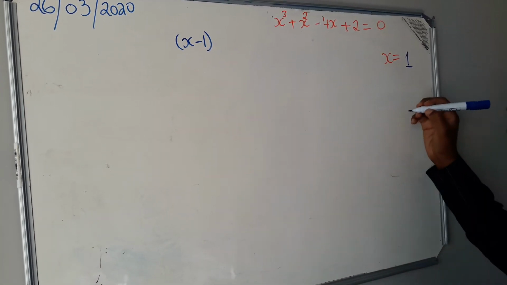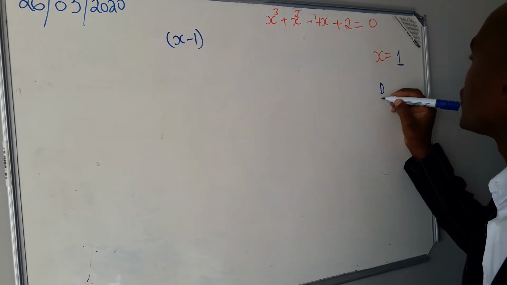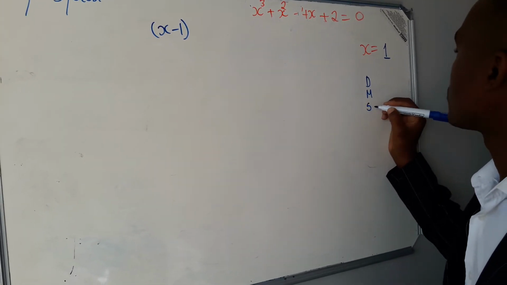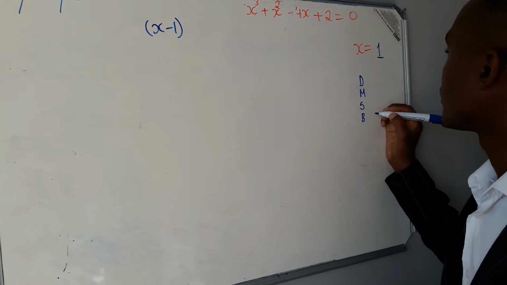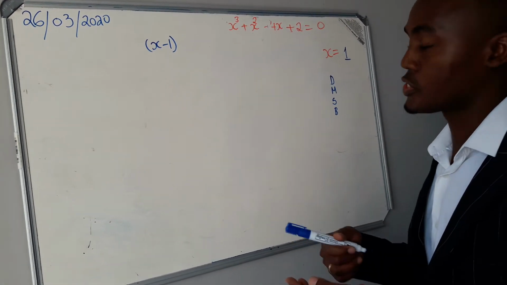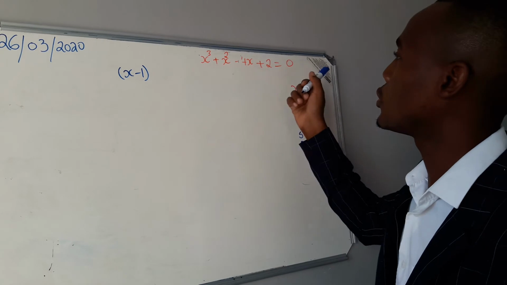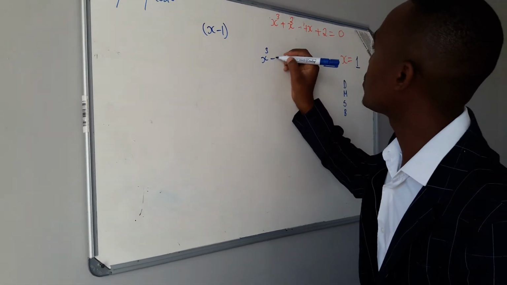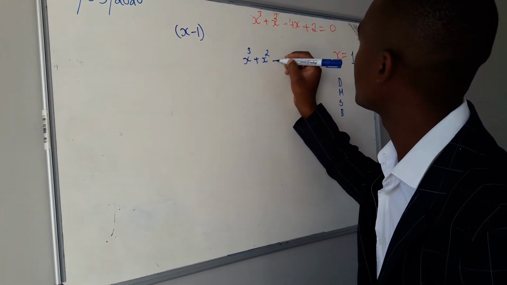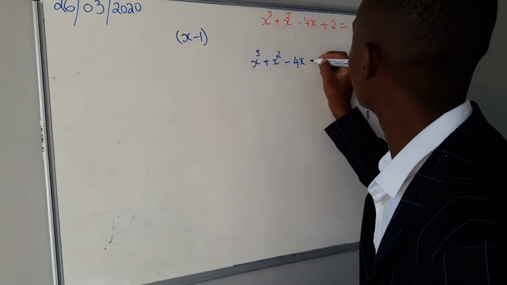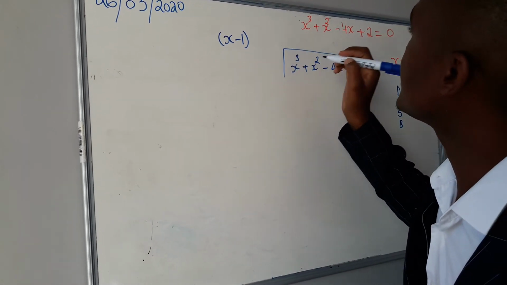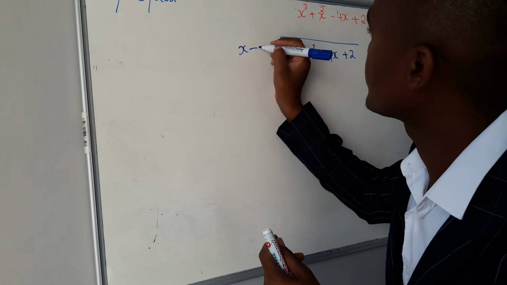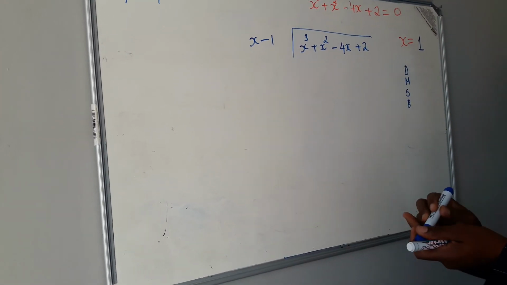Now if you remember long division, first of all, we divide, we multiply, and then we subtract and we bring down. Okay, so this is pretty much just long division. So I'm going to write this whole polynomial here, x cubed plus x squared minus 4x plus 2 divided by x minus 1. So I'm going to start off by doing this.